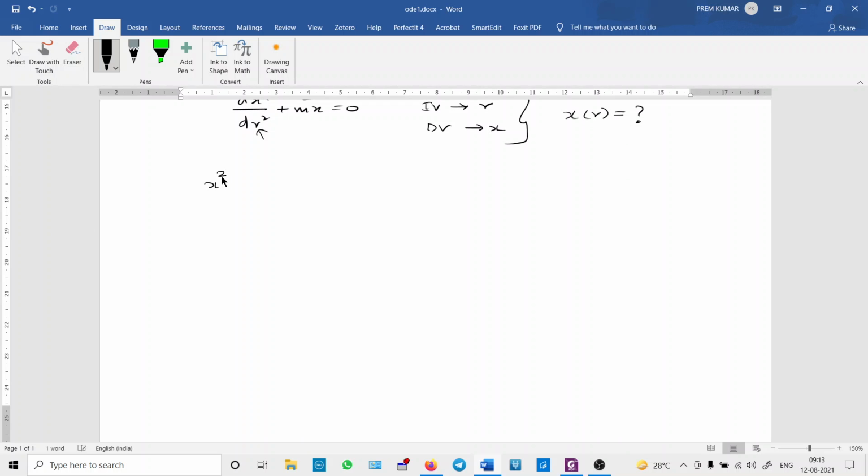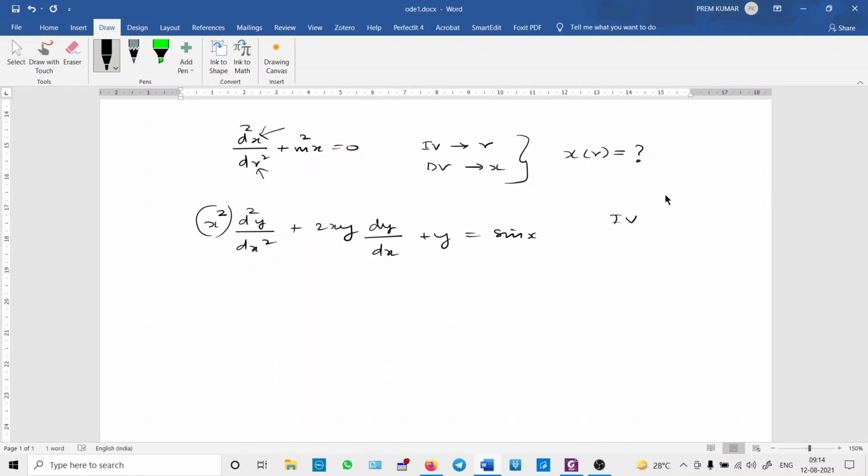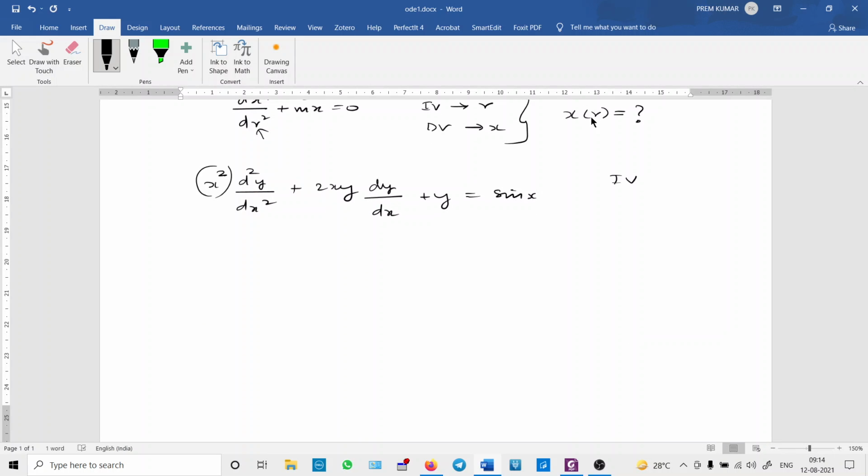And the next one is like this: x square d square y by dx square plus 2xy into dy by dx plus y equals sin x. And this is also an ordinary differential equation, which is second order. And see here, the independent variable is x, and the dependent variable here is y. You see here we have the function of x.